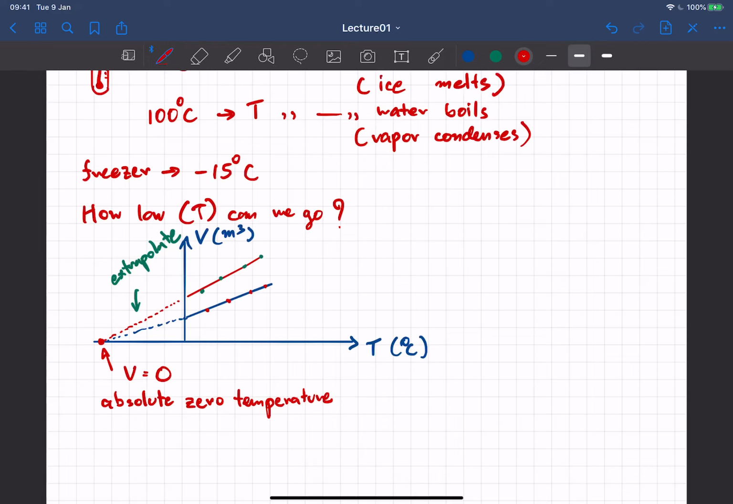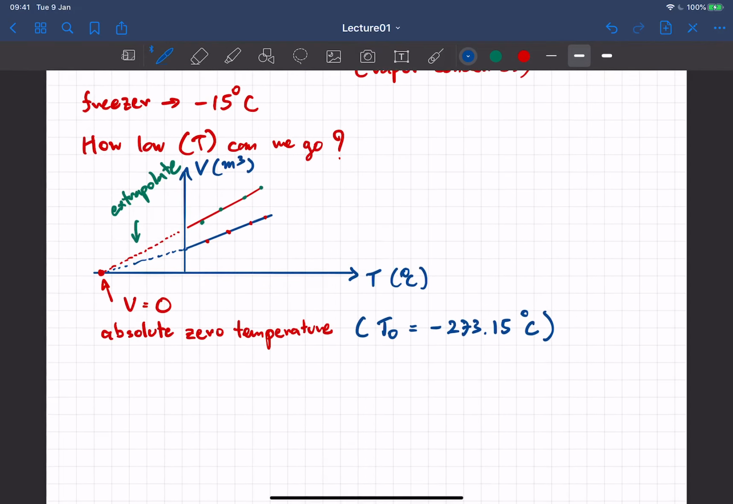Okay, so where is this exactly? Well, T0 happens at minus 273.15 degrees Celsius. So it's very, very cold. It's 273 degrees below the freezing point of water. Okay, and then you cannot go lower than this.